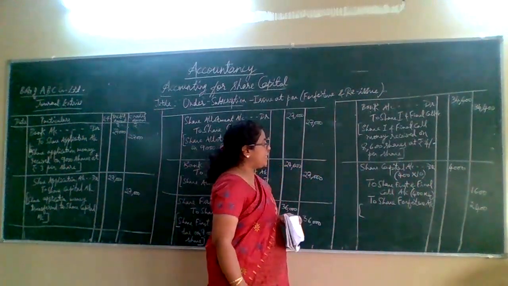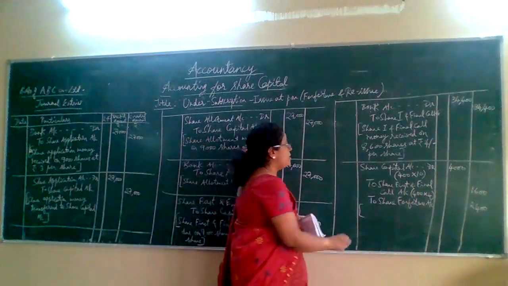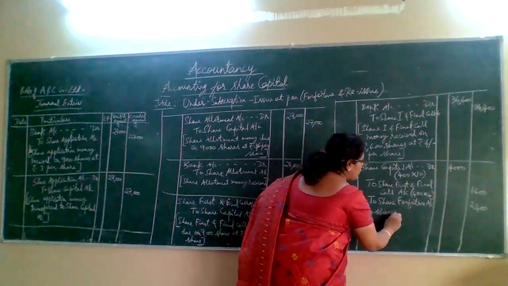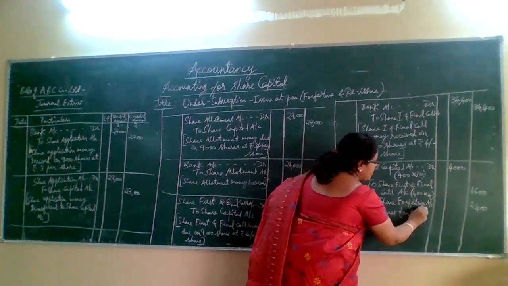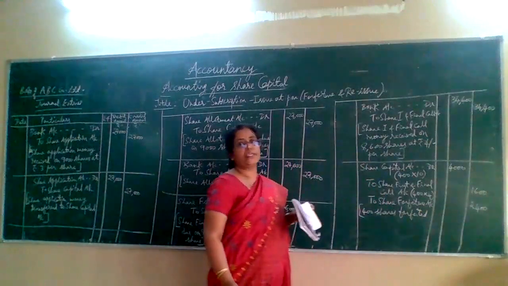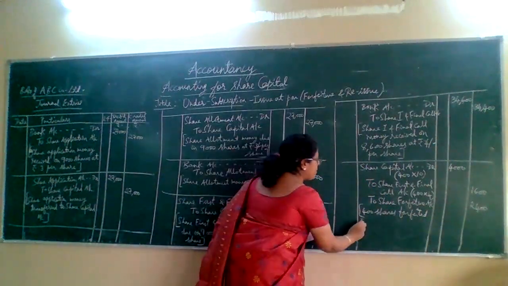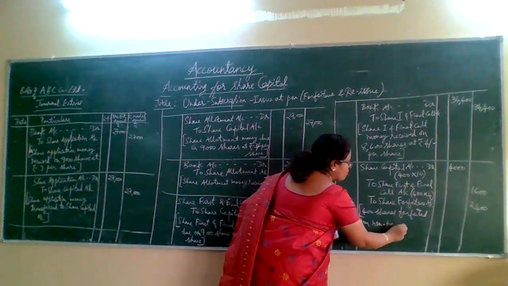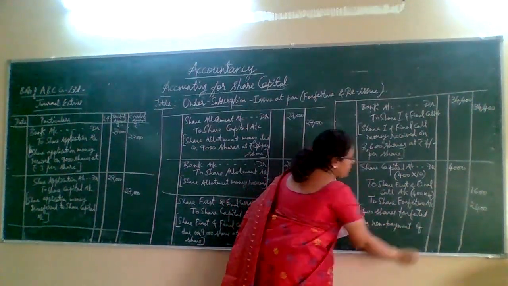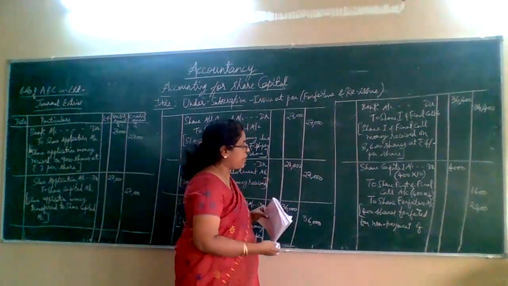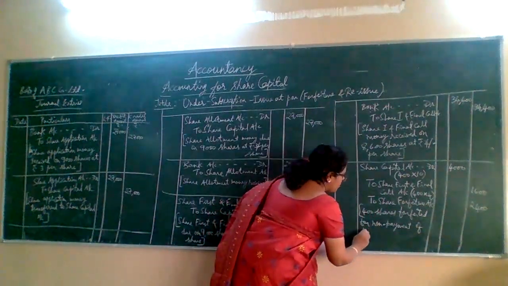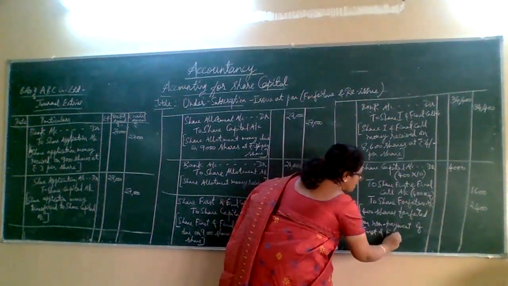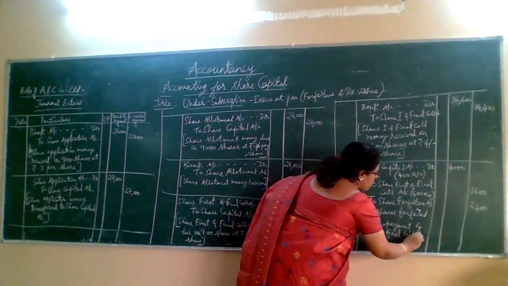So the entry will be, and the narration will be: 400 shares forfeited for non-payment of first and final call money.